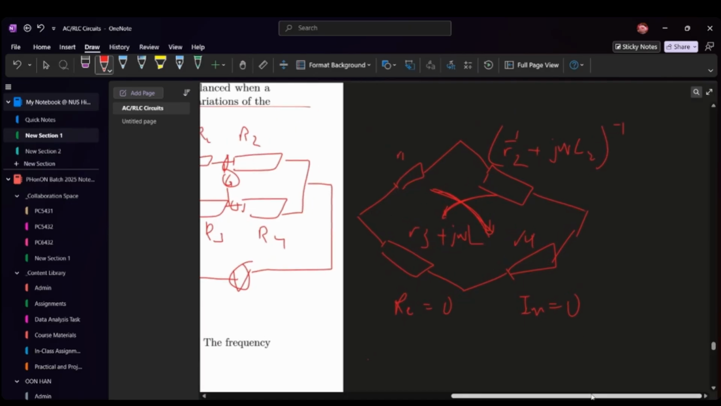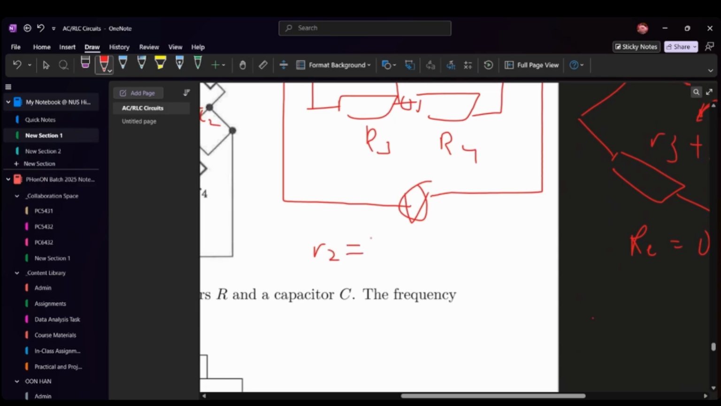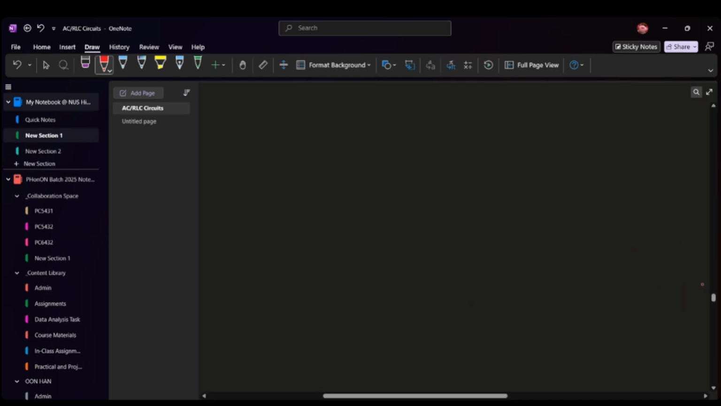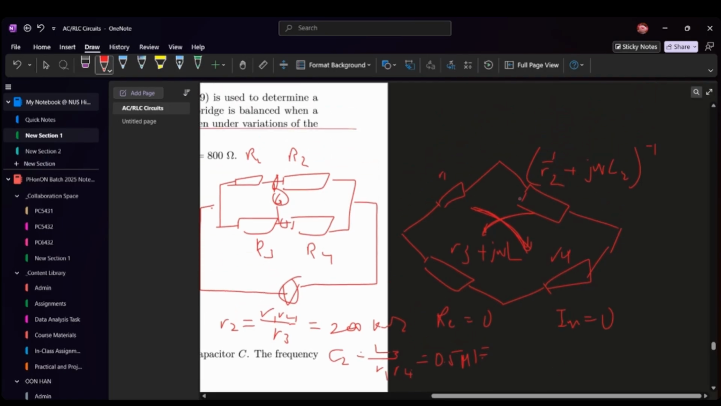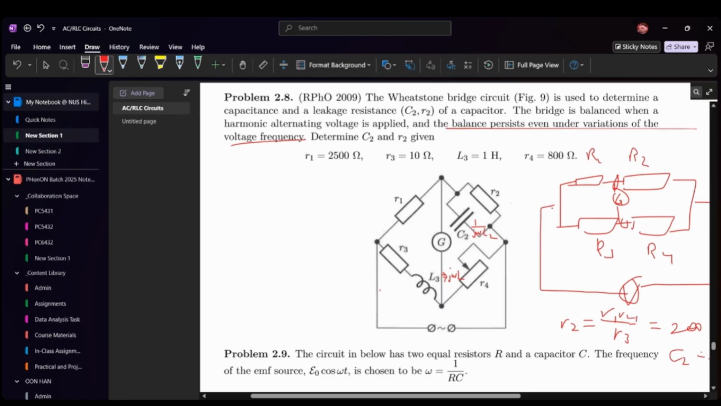So you take the product, and again, it's just math. I won't go through it. But you get that your R2 is R1 R4 over R3, which is 200 kilo ohms, and your C2 is L3 over R1 R4, which is 0.5 microfarads. It's just a bit of math, and this applies the Wheatstone bridge concept basically. So it's not too difficult.